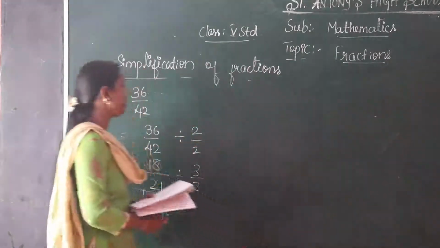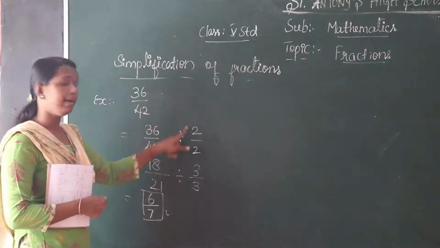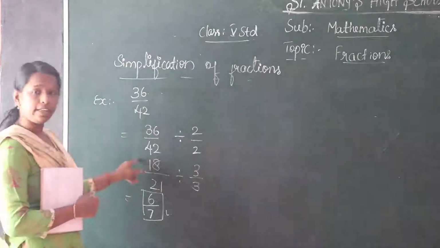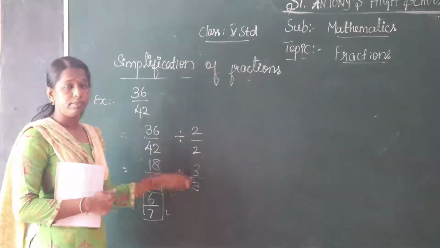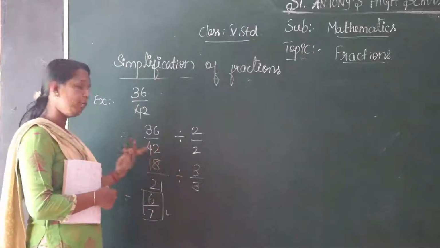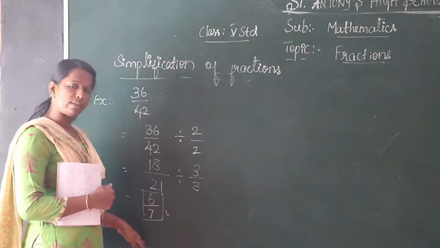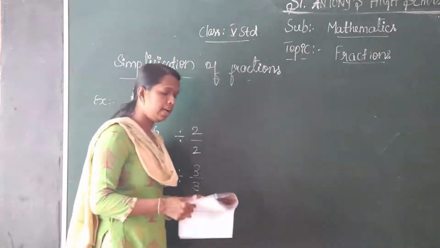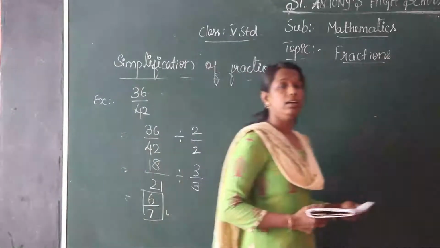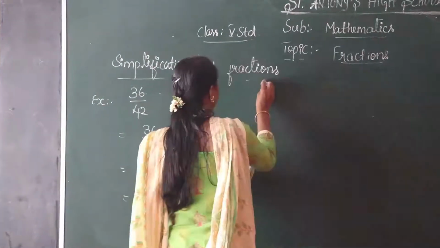First method of simplification of fractions is first divide both the numerator and denominator by 2. We get the answer 18 by 21, and then we have to divide both the numerator and denominator by 3, we get 6 by 7. This is the lowest form. So we need not divide by other numbers because an even and an odd number is there. So let us discuss the exercise 5.4.